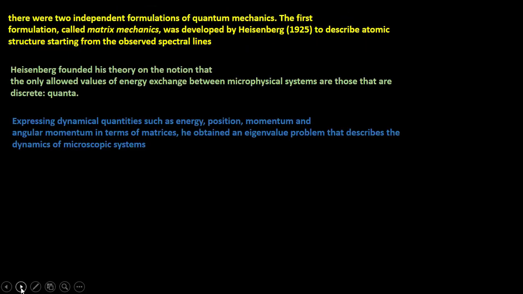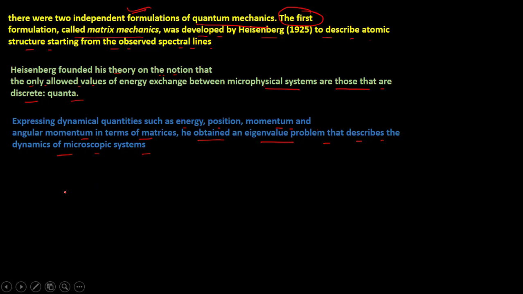Now, there were two independent formulations of quantum mechanics. The first formulation, called matrix mechanics, was developed by Heisenberg to describe atomic structure starting from the observed spectral lines. Heisenberg founded his theory on the notion that the only allowed values of energy exchange between microphysical systems are those that are discrete quanta, which we saw earlier. Expressing dynamical quantities such as energy, position, momentum and angular momentum in terms of matrices, he obtained an eigenvalue problem, which we show later, that describes the dynamics of microscopic systems.